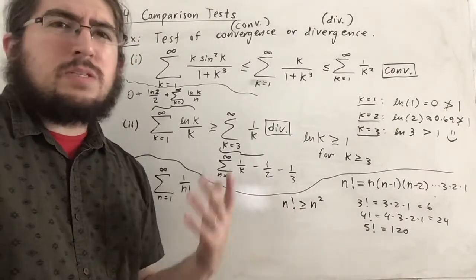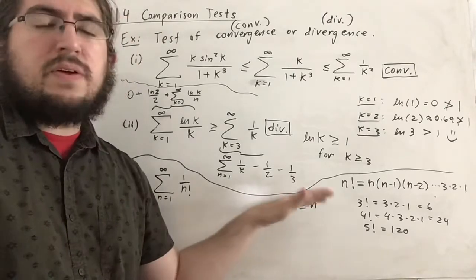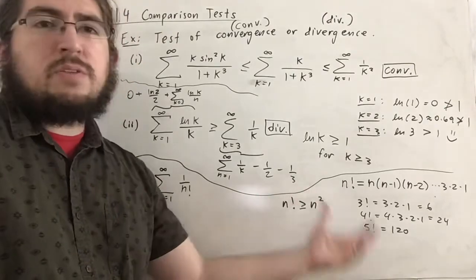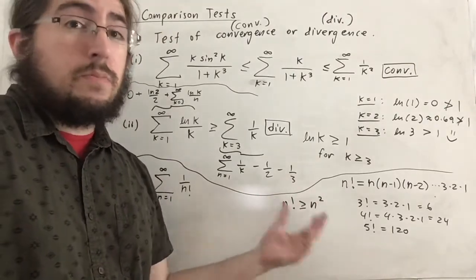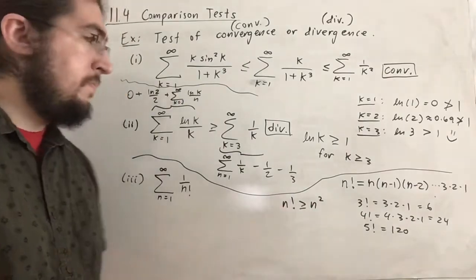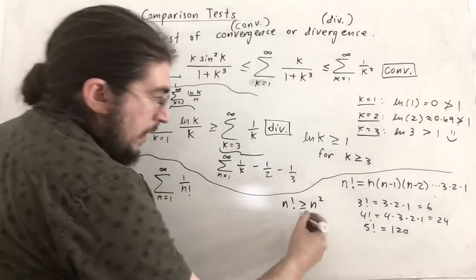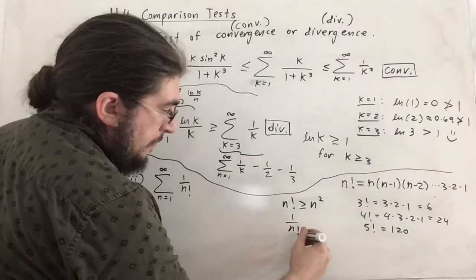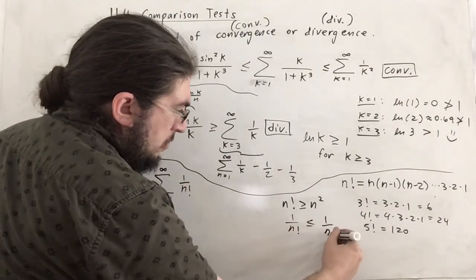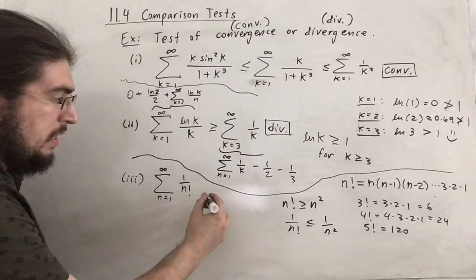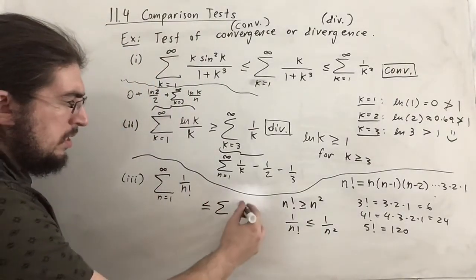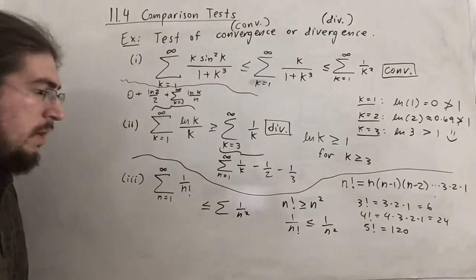So that's what comes to mind anyway. I'll allow you to verify this for yourself, but I'm at least giving you the idea that it's definitely true after a certain point by plugging in numbers. So if this is true past a certain point, then when you reciprocate, you get that this is true. So that means this would be less than or equal to the sum of 1 over n squared.